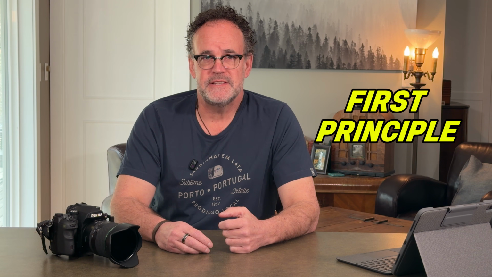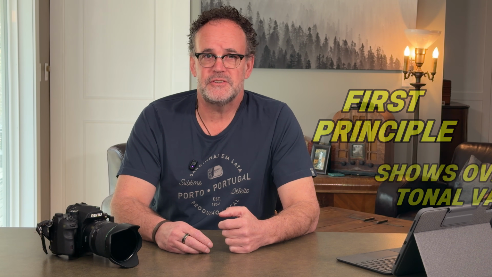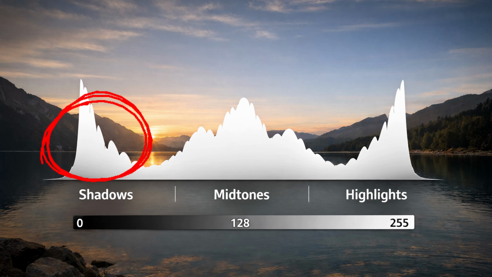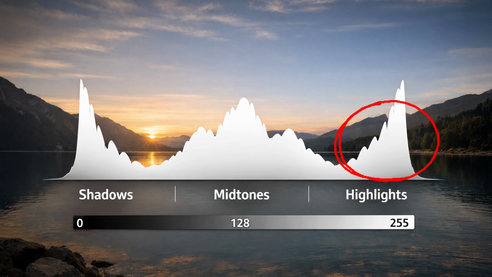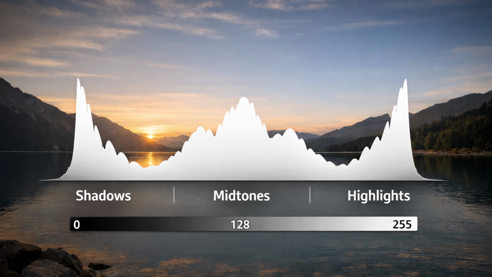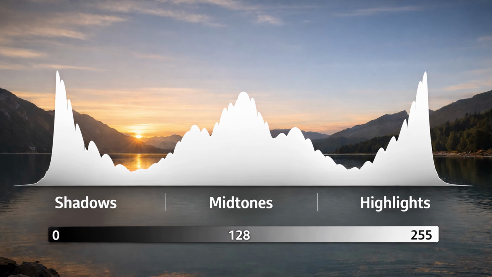The first principle is this: a histogram does not show you the scene. It shows you the distribution of tones in your image. On the left side, you have darker values. On the right side, you have brighter values. In the middle, you have midtones. What it doesn't show you is whether the photograph is good, dramatic, moody, artistic, or boring. It only shows where the tonal data is sitting.